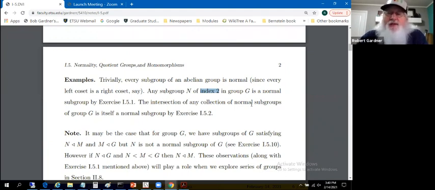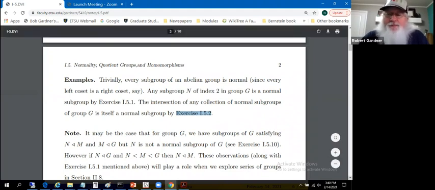The intersection of any collection of normal subgroups of G is itself a normal subgroup. You're asked to show that in exercise 1.5.2. You know, intersections of subgroups are subgroups. The claim here is the normality claim. The intersection of normal subgroups are, again, normal subgroups.